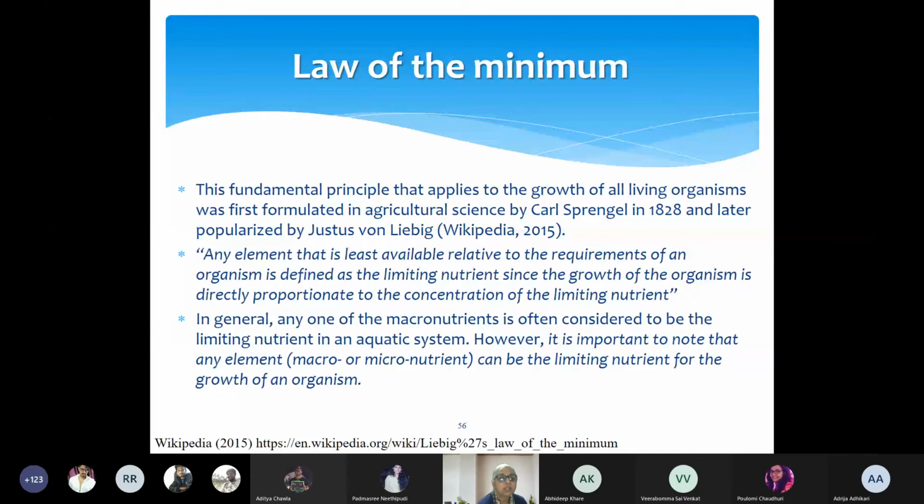So, like I said, this is a fundamental principle that is applicable to the growth of all living organisms. It comes to us from agricultural science as far back as 1828. What does it say? It says that any element that is least available relative to the requirements of an organism is defined as the limiting nutrient. Now, the growth of the organism is going to be proportionate to the concentration of this limiting nutrient.